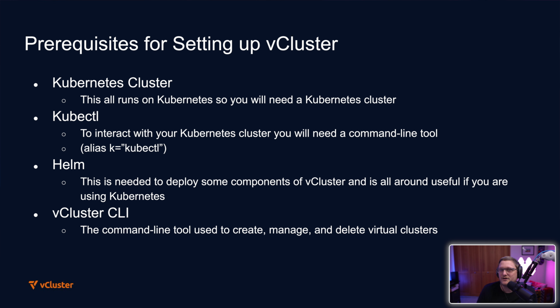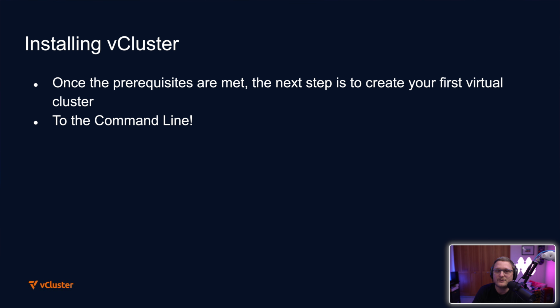One helpful thing you can do is alias k equals kubectl, so you can just do k get whatever, instead of actually having to type out kubectl for everything. And then you're going to need Helm. Helm is needed to deploy some components of vCluster, and it's all around useful if you're using Kubernetes. And then the vCluster CLI. This command line tool is used to create, manage, and delete virtual clusters. So let's go ahead and install vCluster.